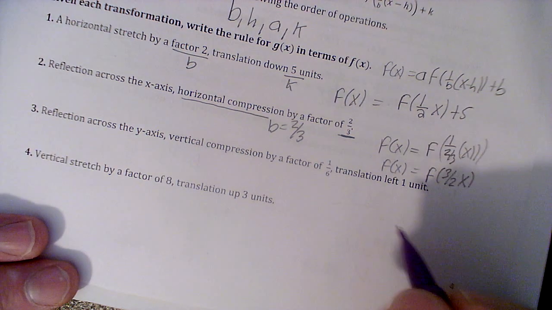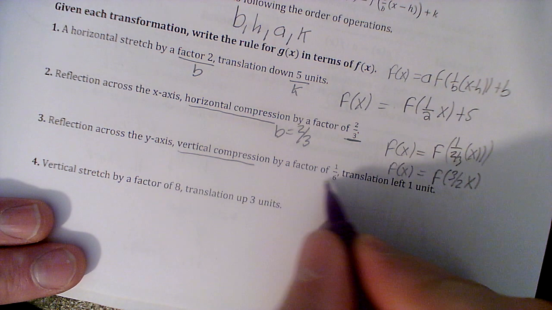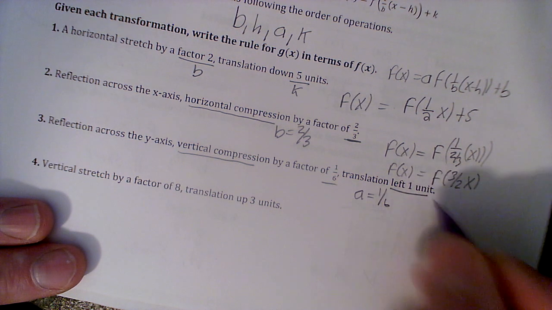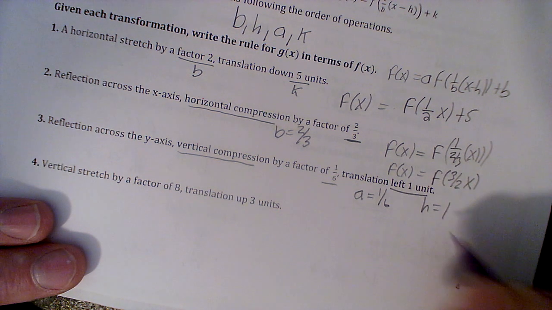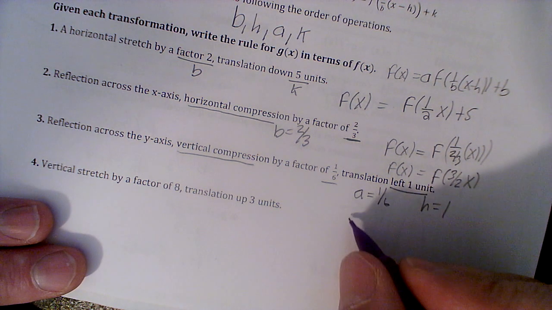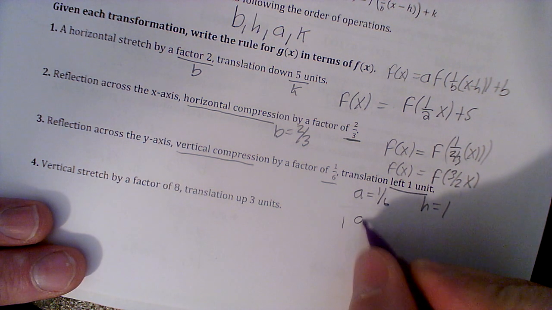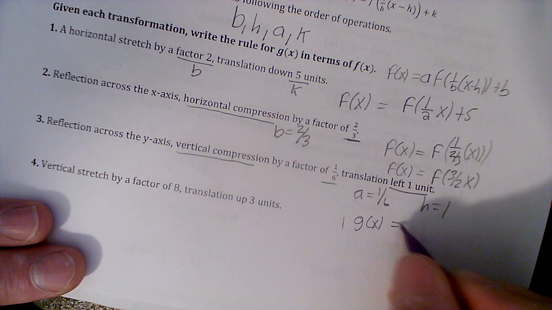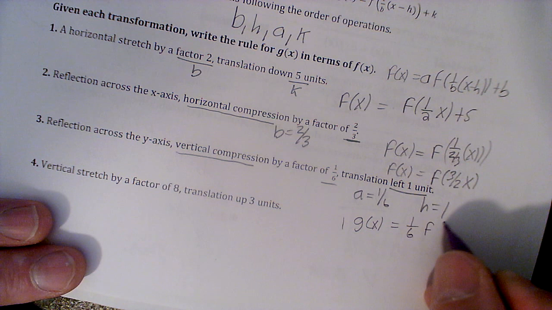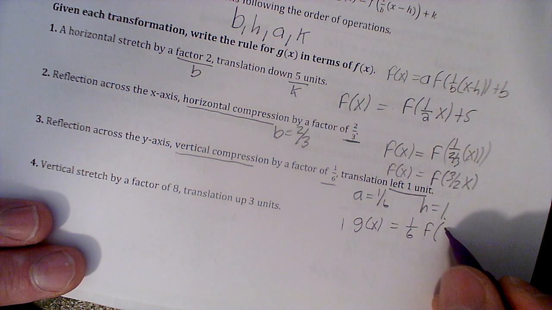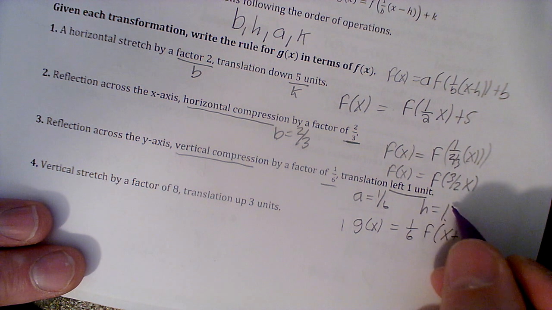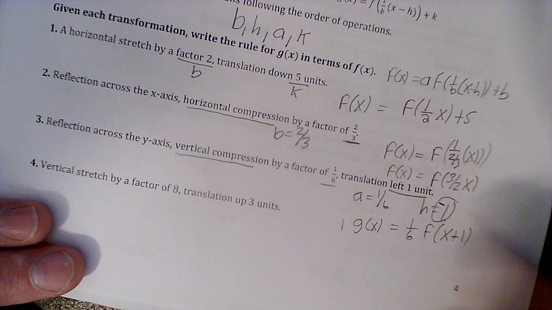Okay. I'm going to come down here. This one says vertical compression by a factor of 1/6. So my a is 1/6. Then it says left 1 unit. My h equals 1. We are going to practice this. Don't stress if it seems weird. So here's what we got. We'll say g of x. G of x equals 1/6. A is outside the function times the function of, remember it's counterintuitive, left would be x plus 1. And I should actually say h is -1, and we will talk about this soon.